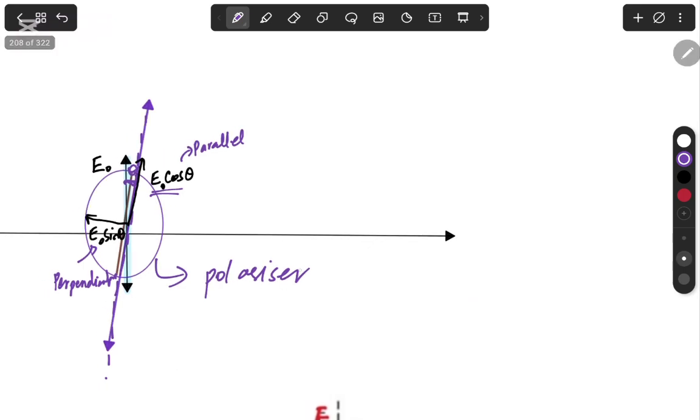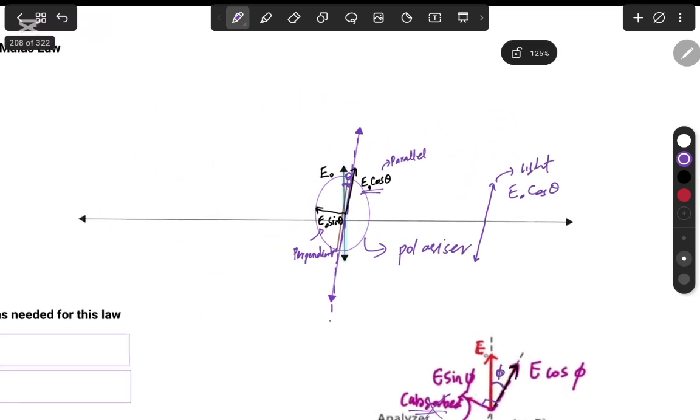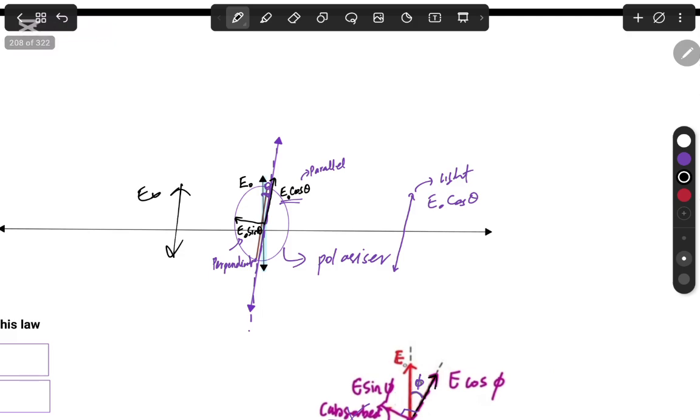So then we have the light wave that we have. It's going to have the electric field strength of E naught cos theta. So I hope that's clear. So initially it was E naught, and now it's E naught cos theta. So I hope that's clear.